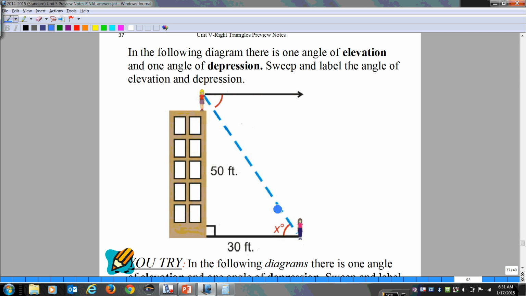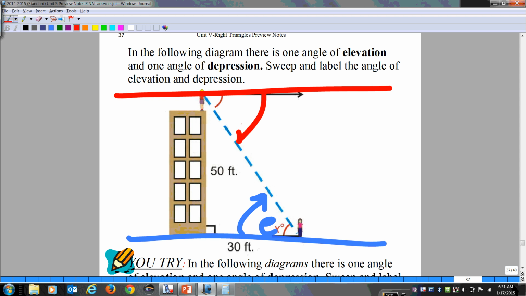The angle of elevation is in blue. That starts at a horizontal and goes up. That's an elevation. Angle of depression starts at a horizontal and goes downward. That's an angle of depression.